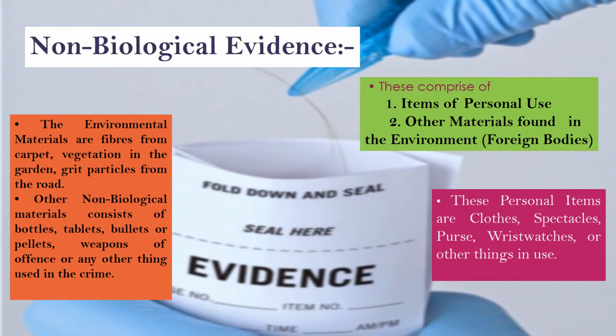Non-biological evidence comprises 1. Items of personal use. 2. Other materials found in the environment. These personal items are clothes, spectacles, purse, wristwatches, or other things in use. The environmental materials are fibers from carpet, vegetation in the garden, grit particles from the road. Other non-biological materials consist of bottles, tablets, bullets or pellets, weapons of offense or any other thing used in the crime.